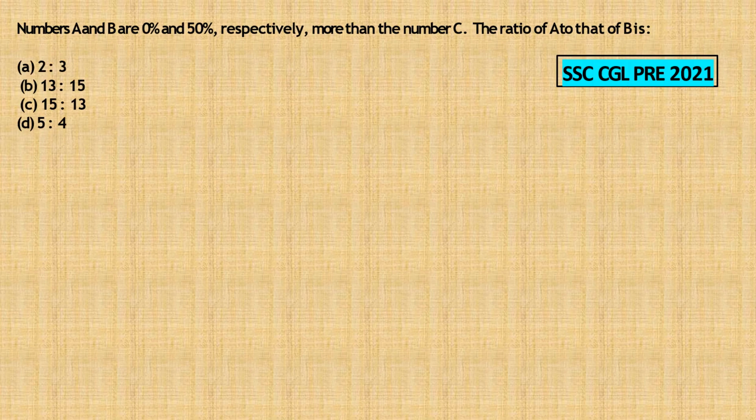Next question. Numbers A and B are 0% and 50% respectively more than the number C. Three numbers are there, A is to B is to C. The compared number is C, that is 100. A is 0% more, that means it would be 100%. B is 50% more, then it would be 150. We need to find the ratio of A to B, 2:3 is the ratio. That's it.